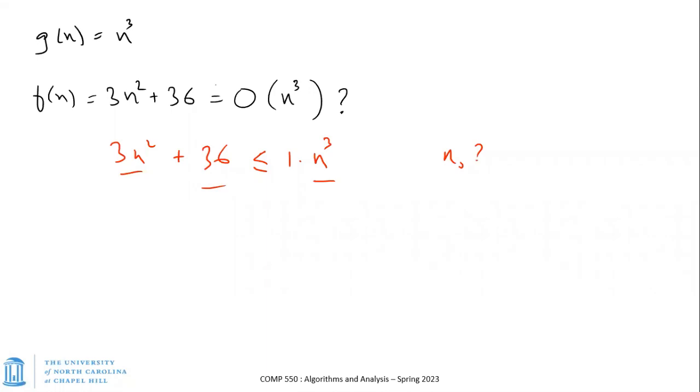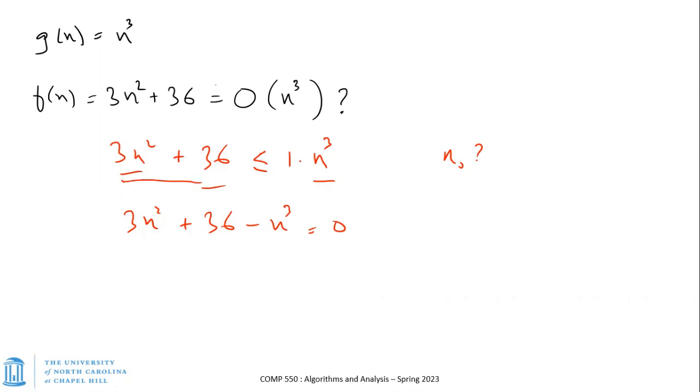Right. So even if we set it to be equal to, we have to find a value of n where 3n squared plus 36 minus n cubed is equal to 0. And that may not be that trivial to find out when that happens. But since we're looking for n naught values which are integers, simply, then what you could do is take different values of n naught and see whether the left-hand side becomes less than or the right-hand side becomes larger.